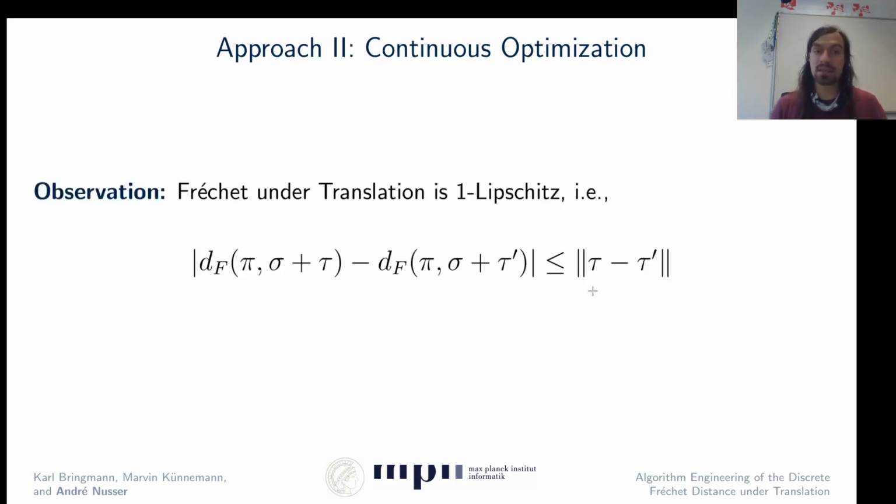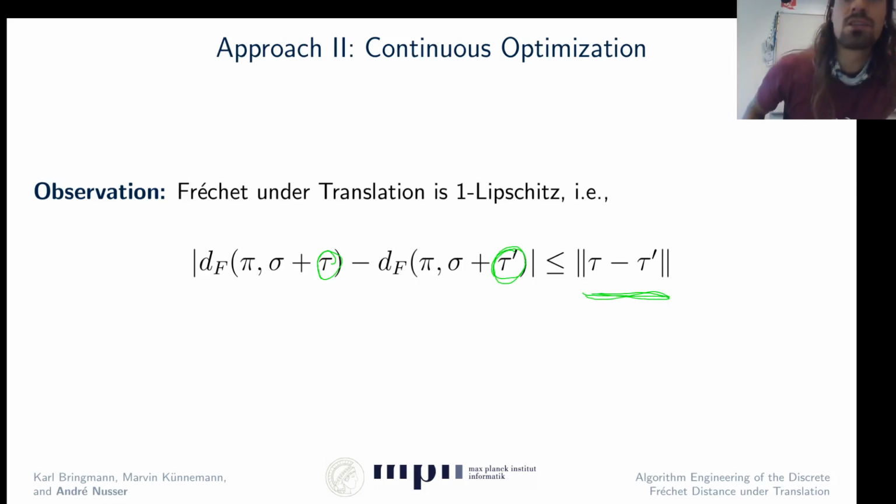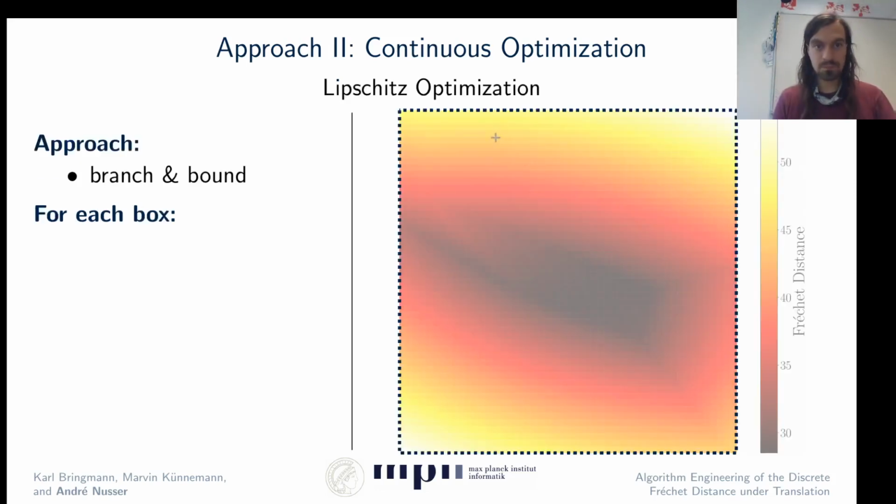But why does it look that smooth? It actually looks that smooth because the Fréchet distance under translation is 1 Lipschitz. That means if we take a translation tau and the Fréchet distance there, and another translation tau prime and take the Fréchet distance there, then their difference is at most the norm of the difference of those two translations. So that's very nice. And therefore, we can actually use Lipschitz optimization. And in Lipschitz optimization, one common approach is to use branch and bound.